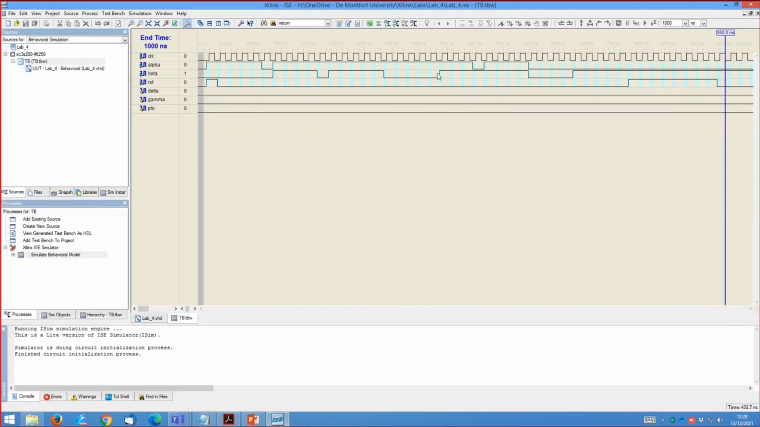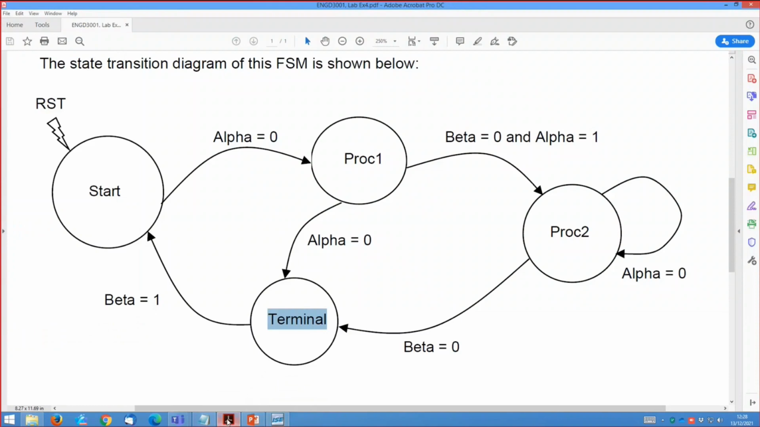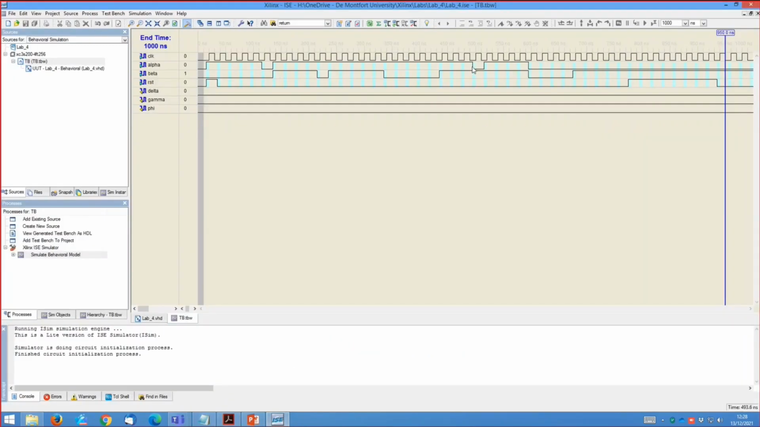And that happens here. As you can see, I put beta to 1, which takes me back to the start state. So at that point, I'm in the start state and beta is 1 and alpha is 1. So what's going to happen there is, here we go. I'm in the start state and alpha is 1, beta is 1. Because alpha is 1, I'll be stuck in the start state until I change alpha back to 0. So that happens basically here.